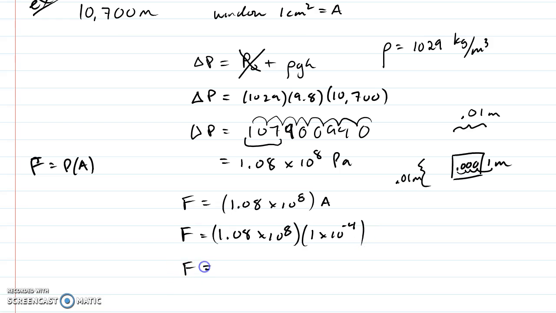Alright, so our force here is going to be 1.08 times 1 is 1.08 still. And this is going to be times 10 to the 4th. 1, 2, 3, 4. So that is 10,800 newtons. I divide by 4.45, that'd be about 2,430 pounds of force on that small little window.